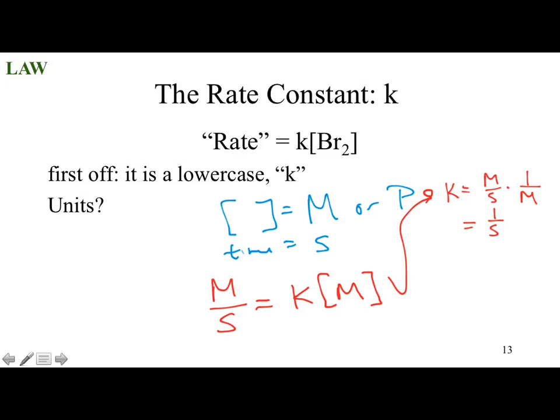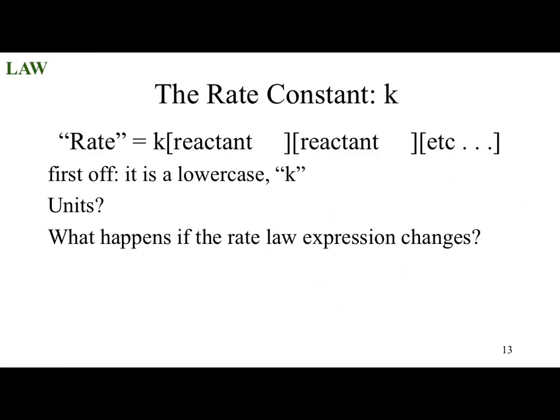Are all reactions the same? No. Which means we could end up changing our rate constant. So let's say we take a look at another reaction. Okay? In this case, the rate is equal to our rate constant times the concentration of reactant A times reactant A. What do the units on k become in this case?